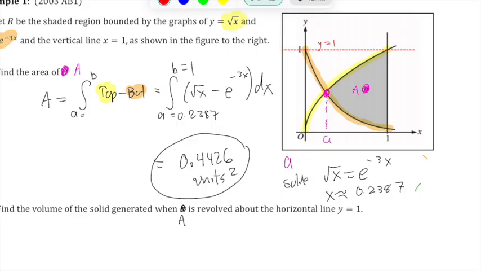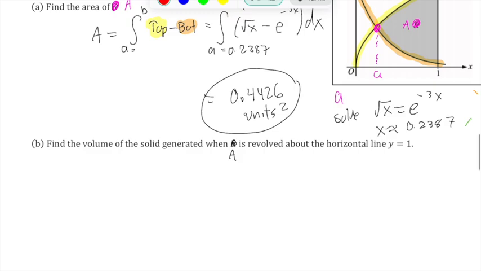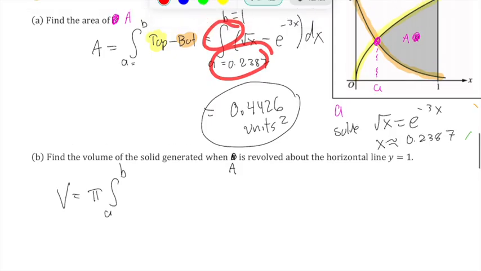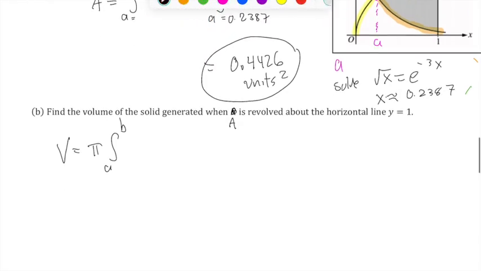Okay, now we're going to find the volume of revolution. It's going to be pi times our boundaries from A to B. And just to note, this A and B are the same as this A and B up here. We're going to have our capital R squared minus our lowercase r squared dx.